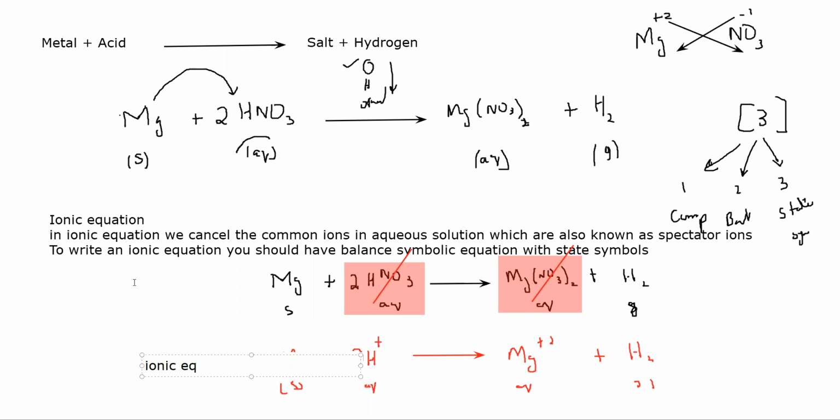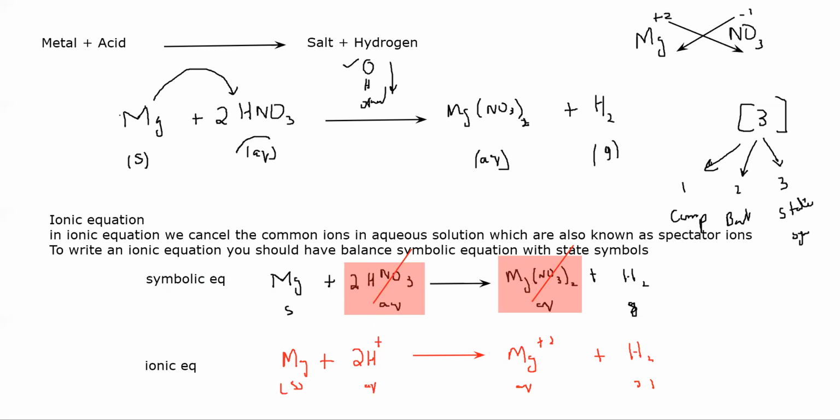The previous equation was a symbolic equation. So for writing an ionic equation, you should have a symbolic equation. Why does nitrate cancel out? Because it is common. It does not change. Before the reaction, it was aqueous, and after the reaction, it is also aqueous. That is why we cancel out nitrate ion, the ion which does not change at all.